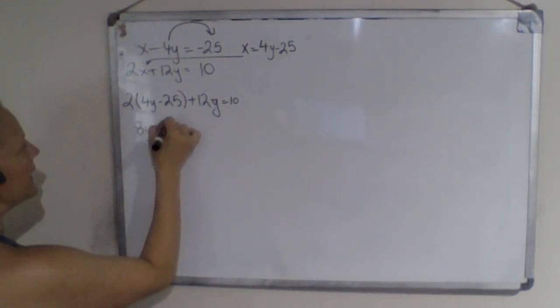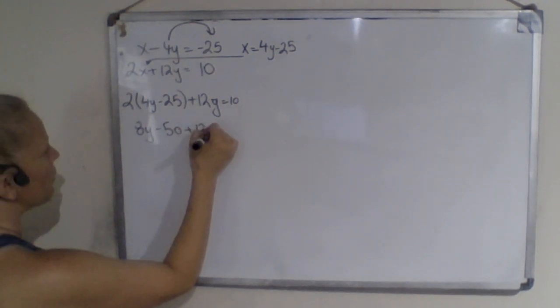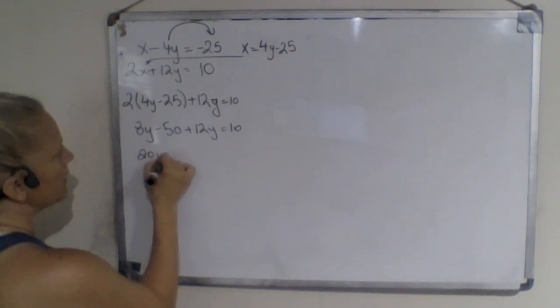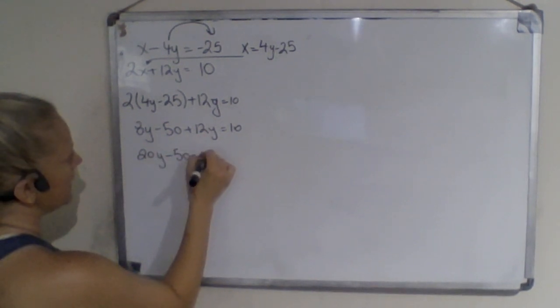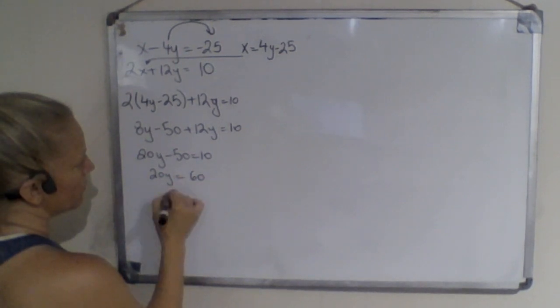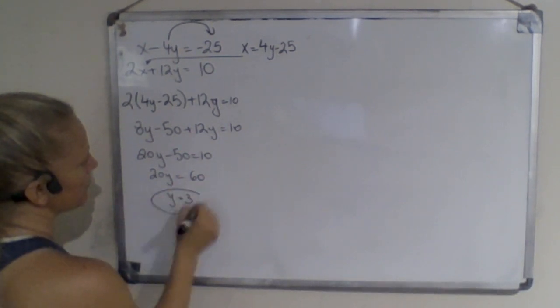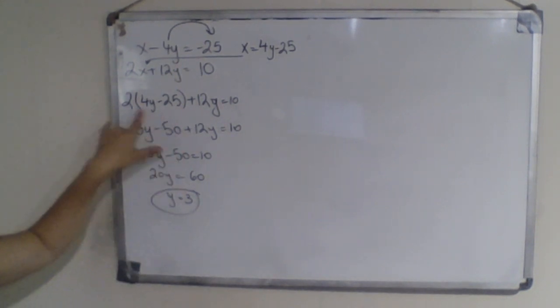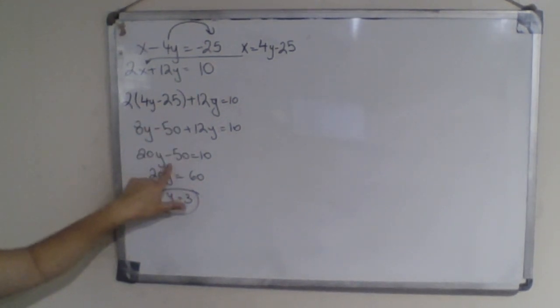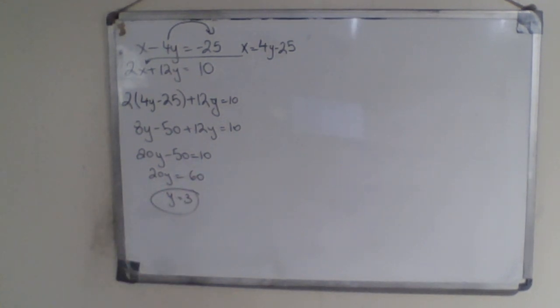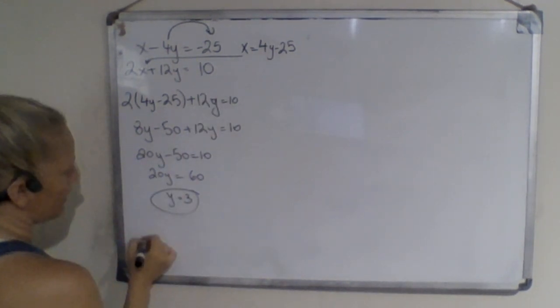8y minus 50 plus 12y equals 10. 20y minus 50 equals 10, 20y equals 60, y equals 3. You should know by now everything that I did, right? I distributed, I combined, I moved my 50 on the other side, I changed the sign, I divided 60 by 20. Now that I have my y, I can find my x.